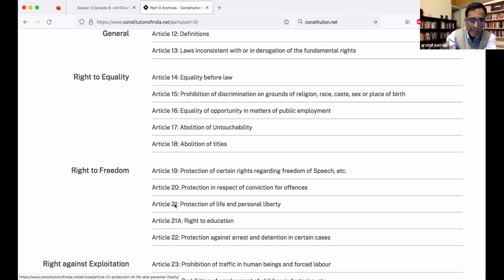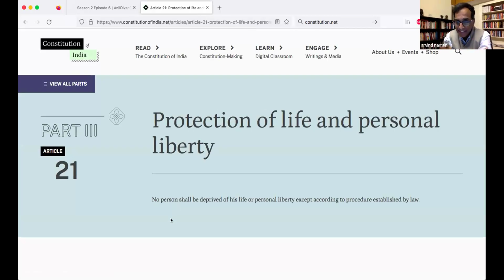And for 21, look at the language again. If you are thinking of it purely as the length of the text, it's the simplest provision. It's just one line: No person shall be deprived of his life or personal liberty, except according to procedure established by law. But there's a lot involved in each of these words, in each of these concepts. What do you mean by life? What do you mean by personal liberty? How is personal liberty different from personal liberty alone? And, most importantly, what do you mean by procedure established by law?